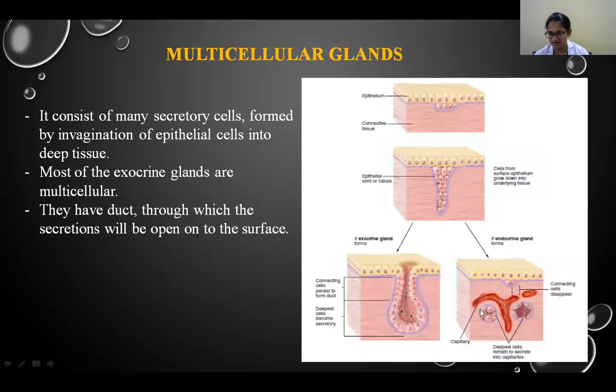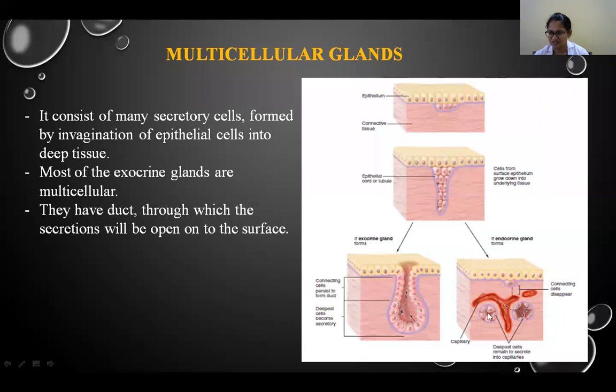Coming to the endocrine gland. This is the endocrine gland. Here, see, there is no duct. Here the duct disappears. This is the surface epithelium. This duct part disappears. So this is the acinus part.